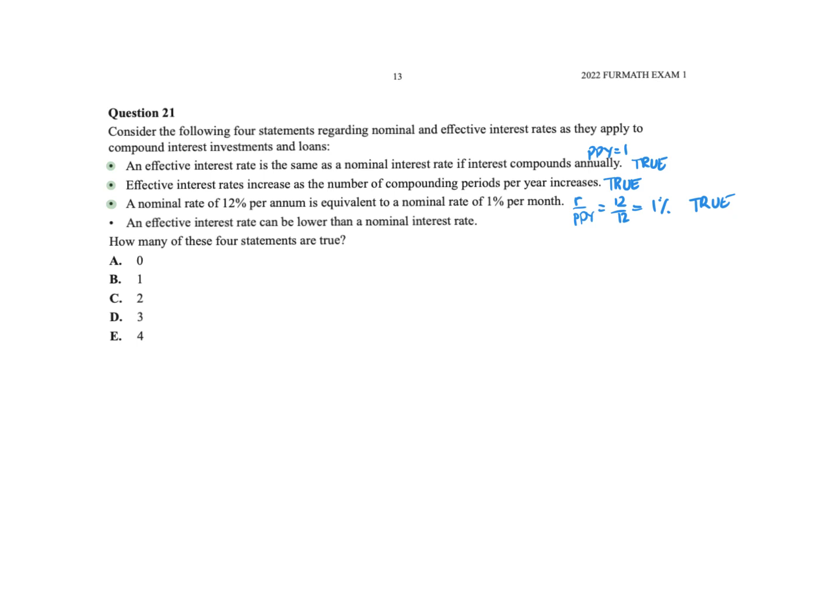And then the last one, an effective interest rate can be lower than nominal rate. That's not true. That's never going to happen. What's the smallest compounding period you can do? Yearly. And when we did it, it was the same, wasn't it? And then it only got bigger. So that one is not right. So that's false. So then it just asks how many of these 4 statements were true? How many are there? 3. And that's the answer.